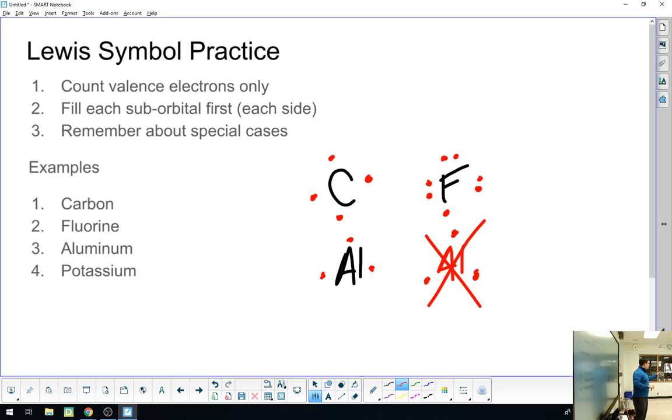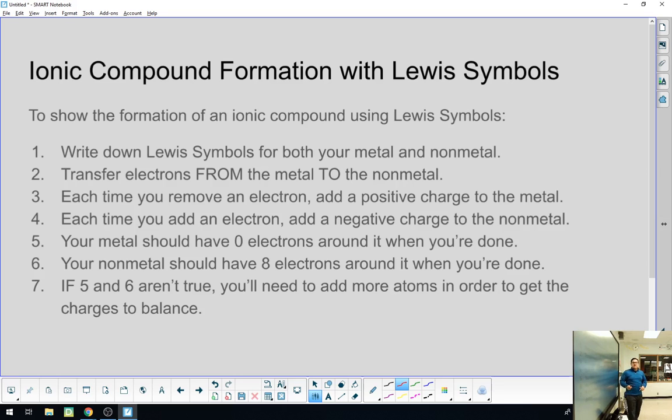Good there, Lauren? What's the charge on an electron? I thought you were going to be with me here a second. All right.